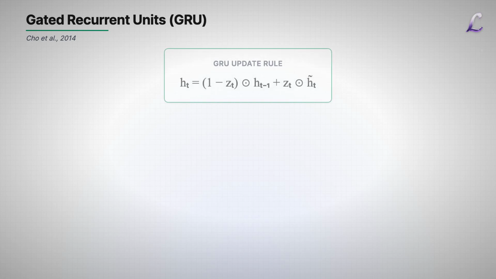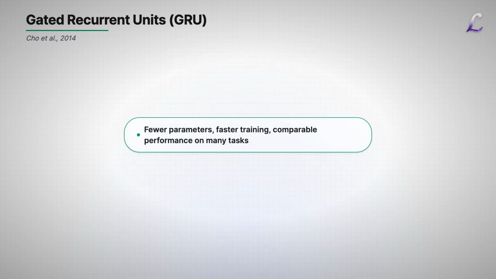When Z_t is near 0, the old state is preserved. When it's near 1, the new candidate replaces it. The reset gate controls how much of the previous state contributes to the candidate computation. When R_t is near 0, the candidate is computed as if starting fresh. The result is fewer parameters, faster training, and, on many benchmarks, comparable performance to full LSTMs. In practice, the choice between LSTM and GRU is often empirical. GRUs tend to work better on smaller datasets where the reduced parameter count helps with regularization.